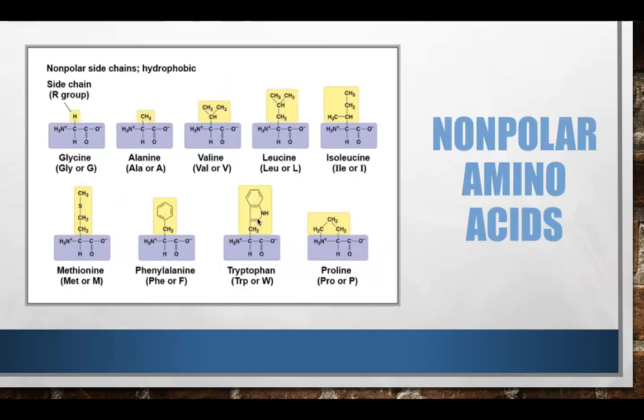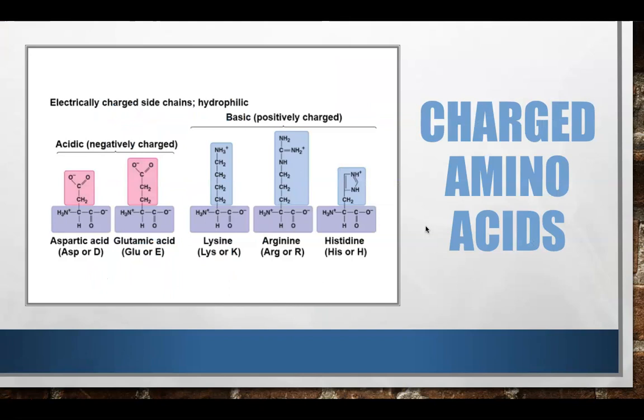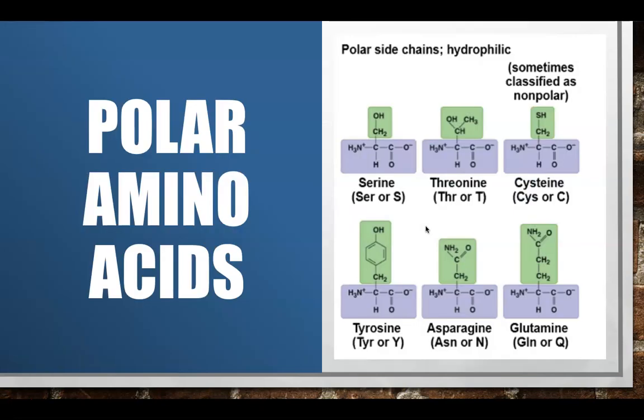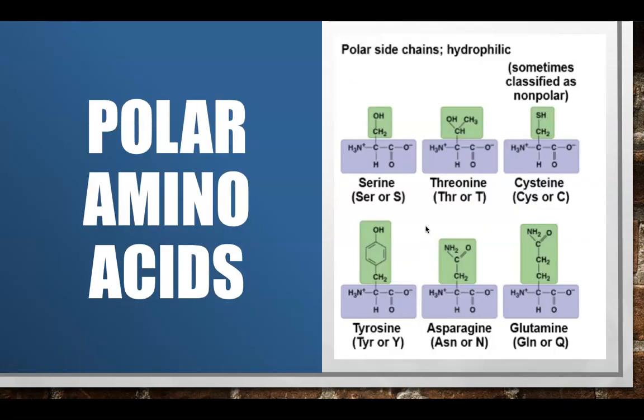Again, there are 20 amino acids. Make sure you know the difference between nonpolar, polar, and charged amino acids. So here is a picture of the polar. These are nonpolar. These are the polar that are hydrophilic. These are electrically charged. They are also hydrophilic. So if the electrically charged and the polar are hydrophilic, what does it say about the nonpolar? All right, they're hydrophobic.